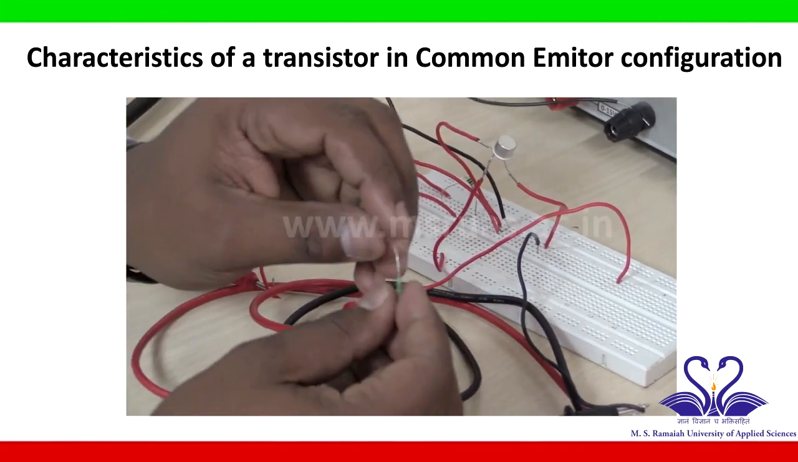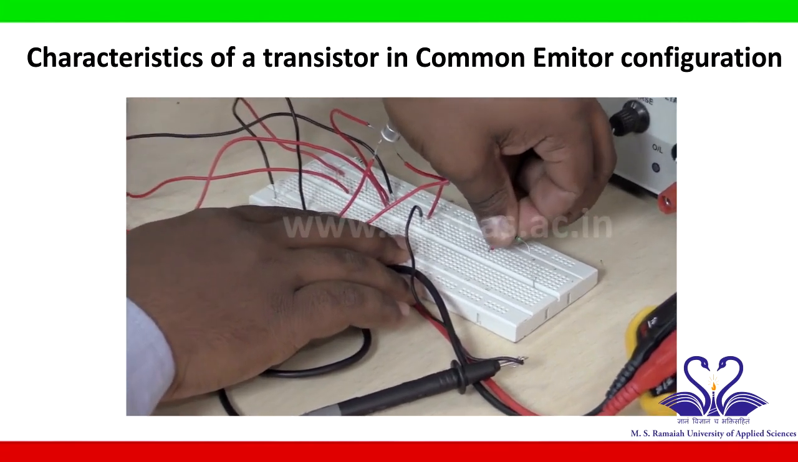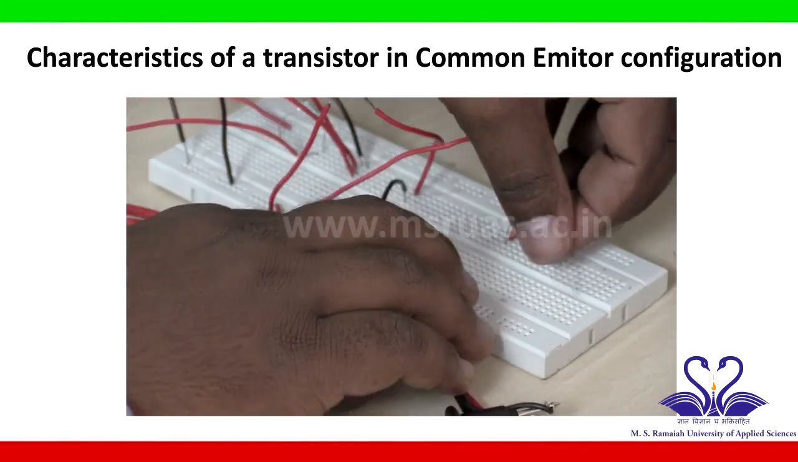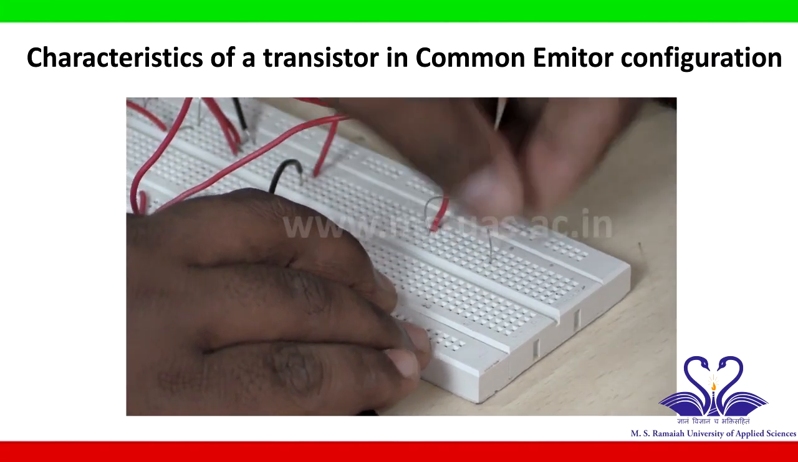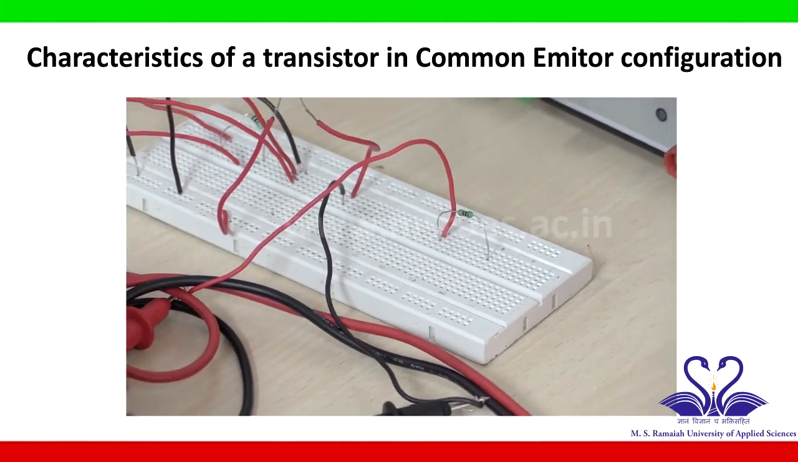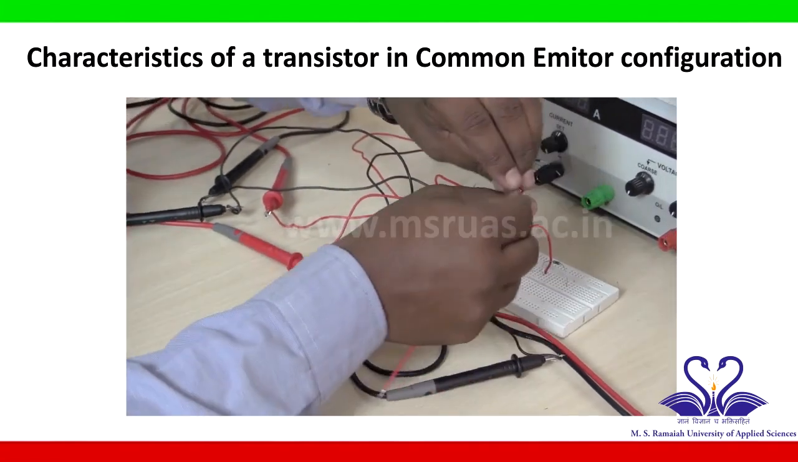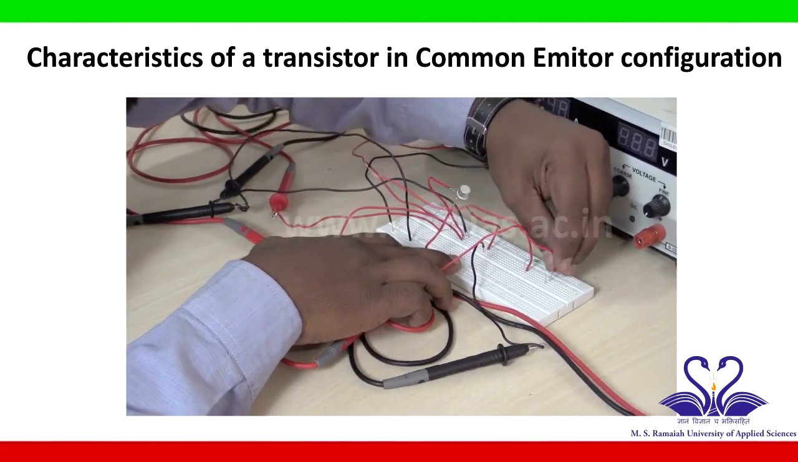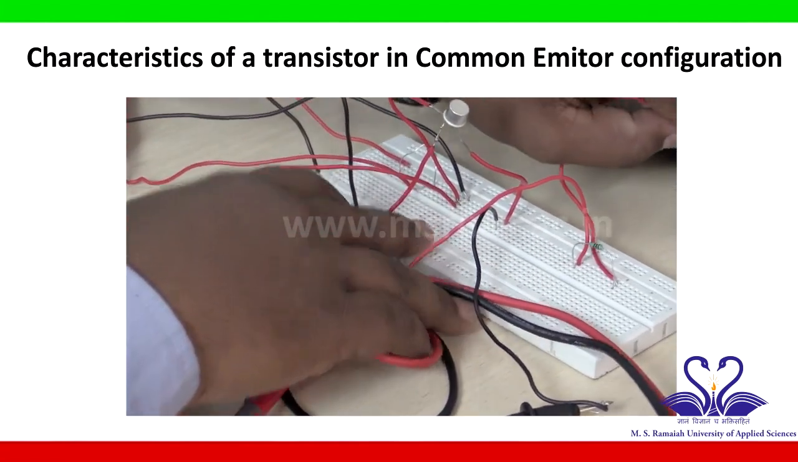This is connected to the 1K resistor. Take a 1K resistor, one end you connect to this point, and another end of the resistor is connected to the positive of the power supply, which is the output side power supply. Take a connecting wire, connect to this resistor's one end, which is connected to the positive of the power supply.